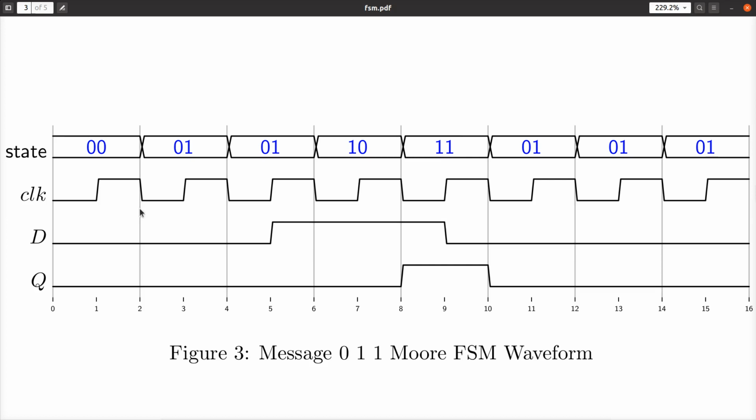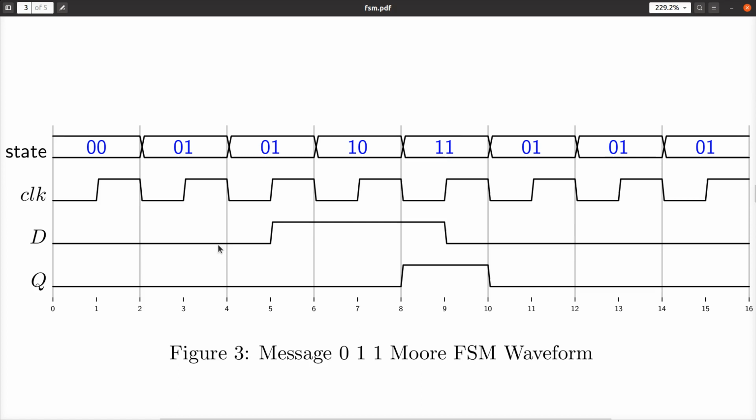What happens here? On the falling edge of the clock, we look at the value D and we see a zero. Well, we ask ourselves, have we accumulated? Do we recognize a 0, 1, 1 yet? No, we do not, because all we've seen so far is a zero. That zero might be part of a message that is 0, 1, 1, but we haven't seen the whole thing yet. Clock ticks, we saw a zero. That's all we know so far. Clock ticks again. What do we see now? A zero. Well, was that a 0, 1, 1? No, that was a 0, 0. All right, so we haven't seen it yet.